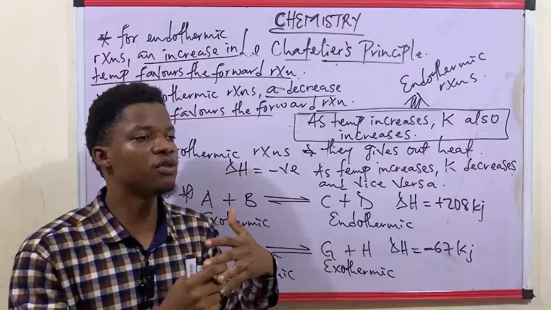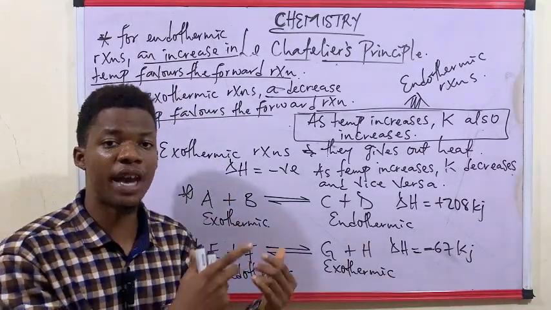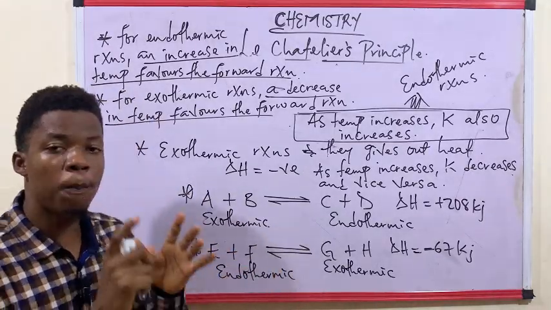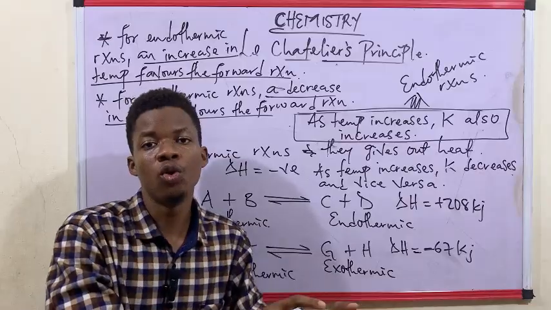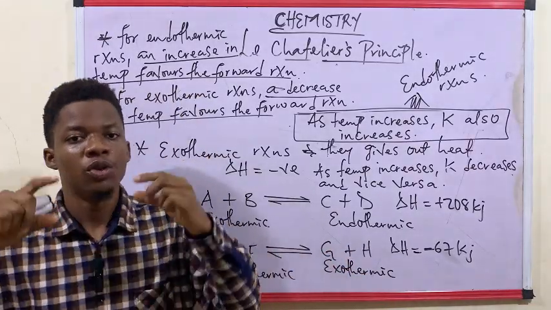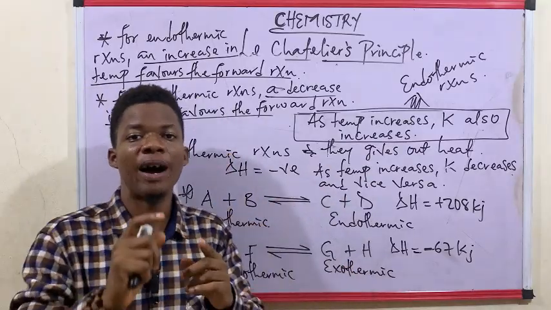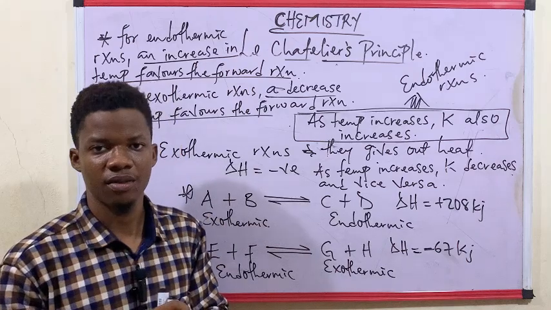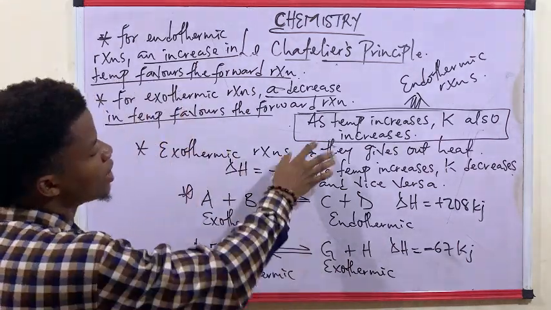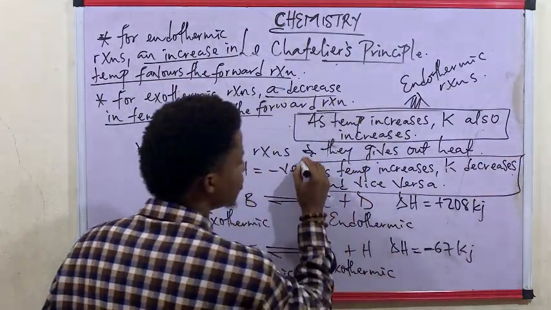Then if you discover that the back is endo, in the case of this one, when you want to shift the equilibrium position to the left, you must increase the temperature. So to push the equilibrium position to the endothermic side, you have to increase the temperature. To push the equilibrium position to the exothermic side, you have to decrease your temperature. So now look at these two again. We are back to this again.